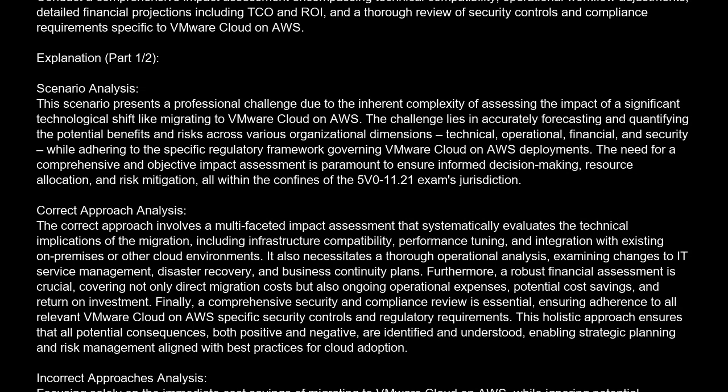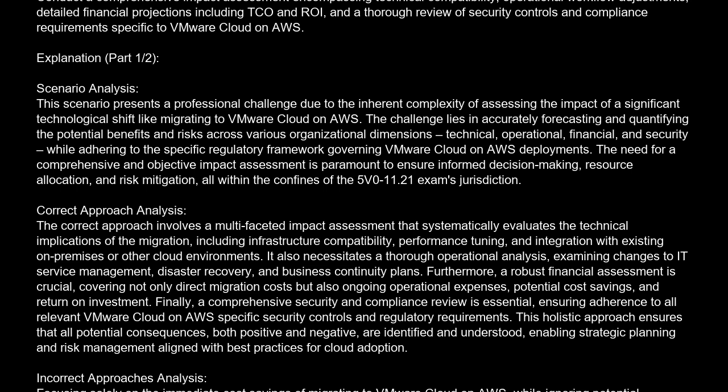The correct answer is A. Conduct a comprehensive impact assessment encompassing technical compatibility, operational workflow adjustments, detailed financial projections including TCO and ROI, and a thorough review of security controls and compliance requirements specific to VMware Cloud on AWS.